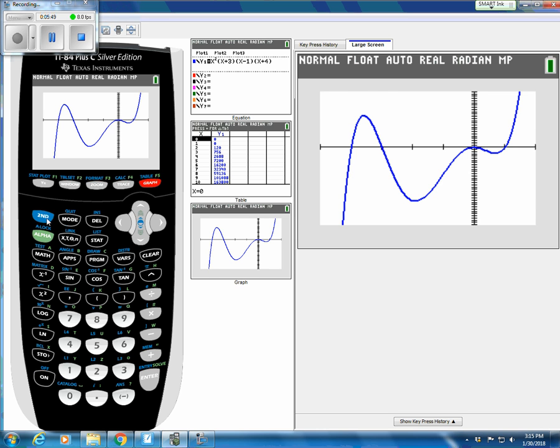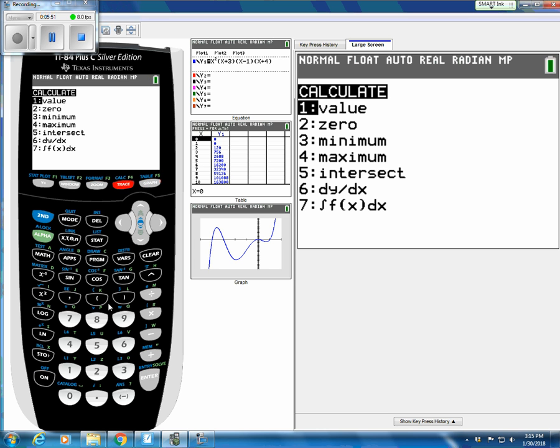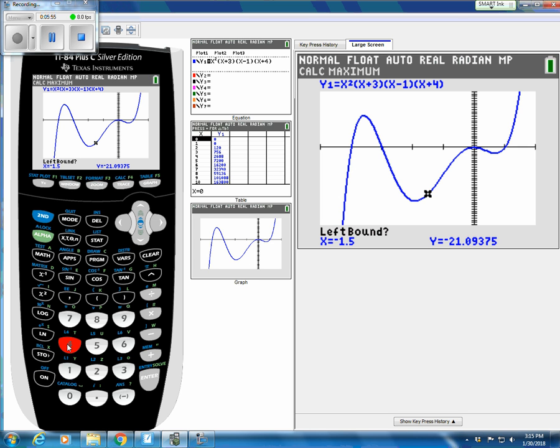So we want to do second, trace, maximum, because that's what that point is. And you're going to answer the questions. When it says left bound, just move your cursor anywhere to the left of the point you're trying to find.